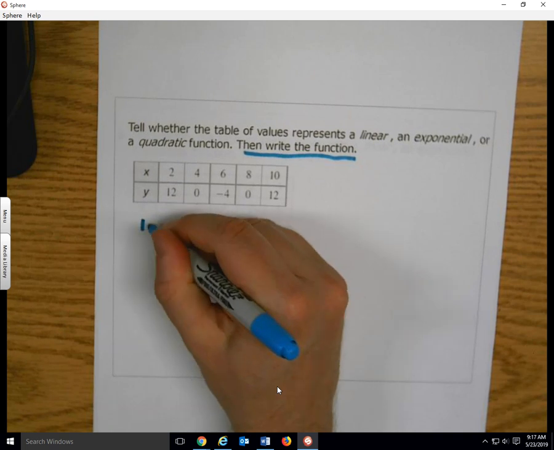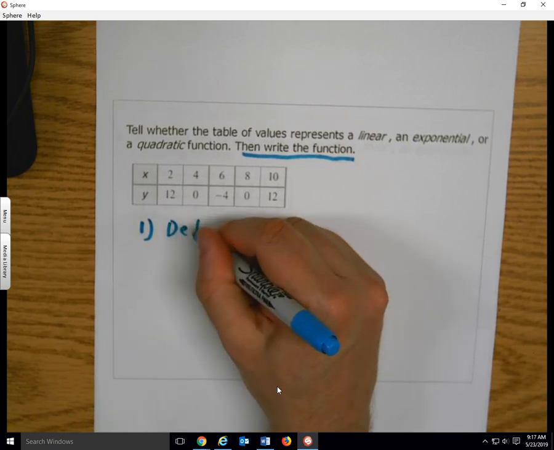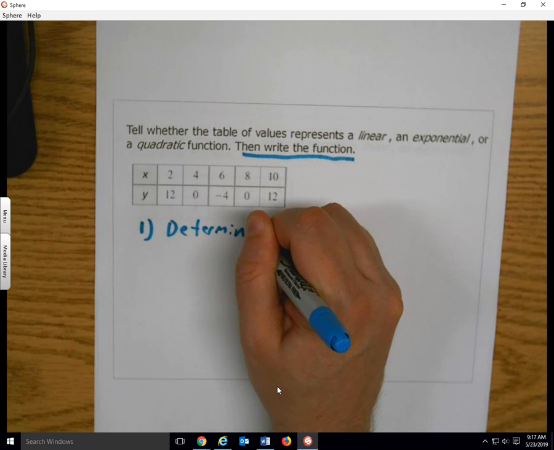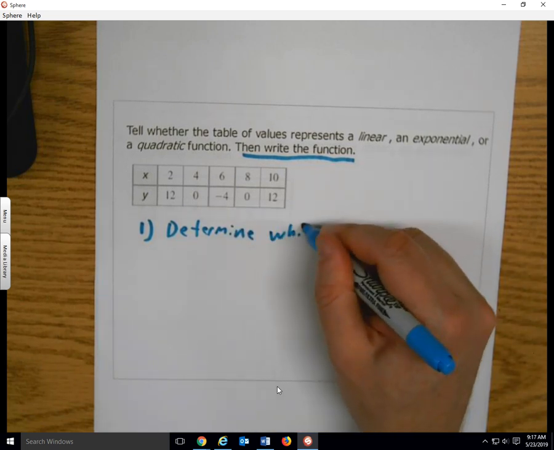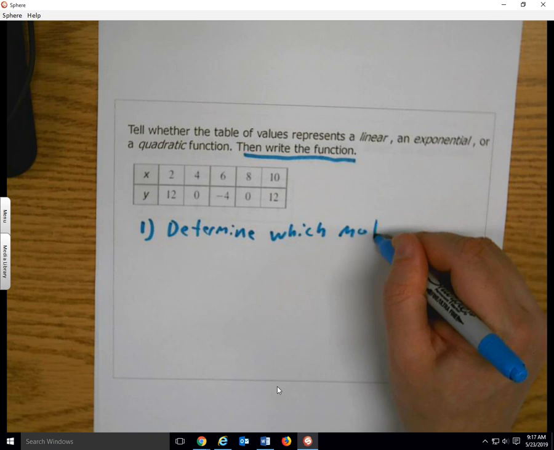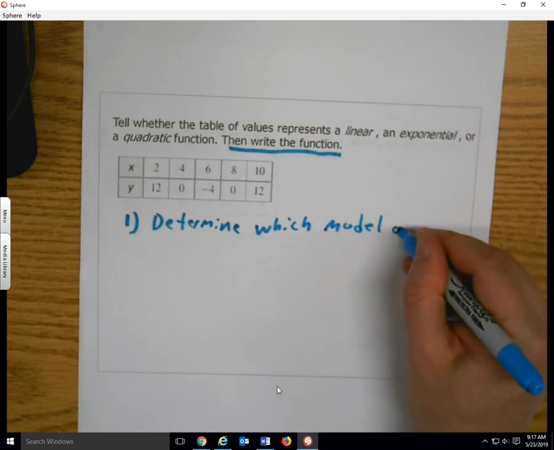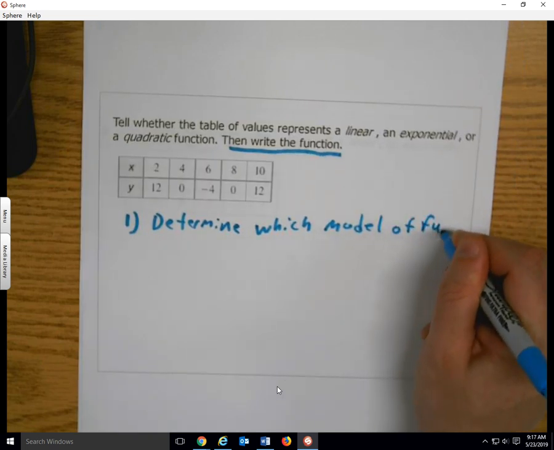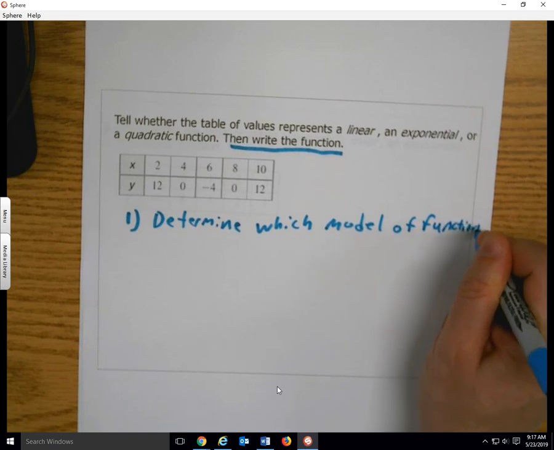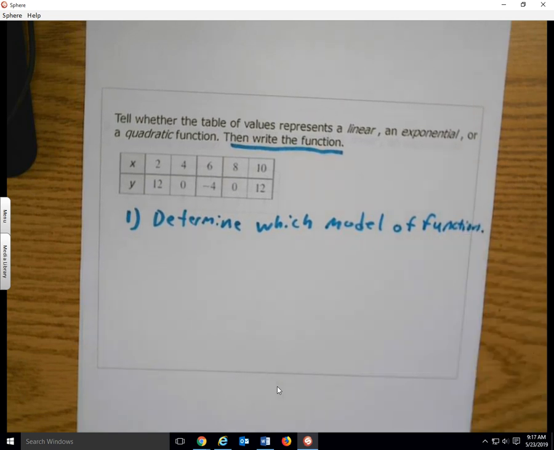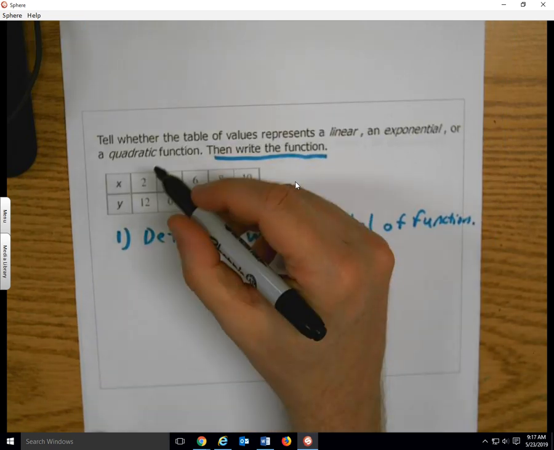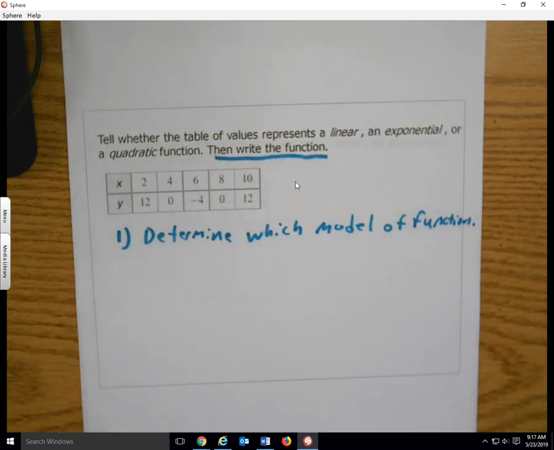So first step is to determine which model of function. Okay, so let's go ahead and do that. And we do that by looking at the patterns. You can also do it by plotting, but I don't want to do it that way. That's the shortcut way. We want to do it the way we talked about last class. So let's look at the patterns.